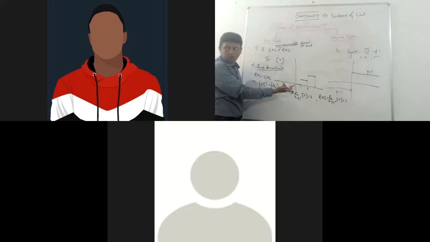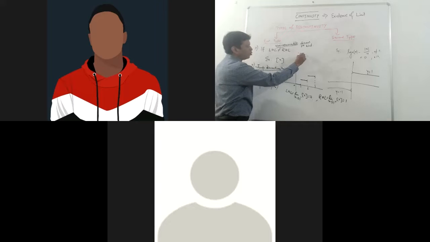Look at the graph also. It's discontinuous. So there is a jump, a step. That jump is calculated by right hand limit minus left hand limit. And that jump is given by 1 everywhere. If you want to calculate the jump at 2, let us calculate the left hand limit at 2.